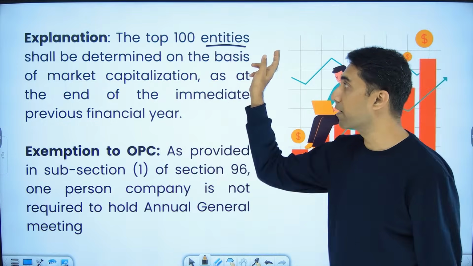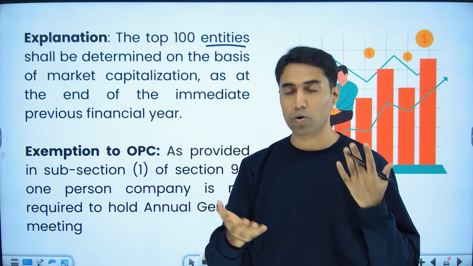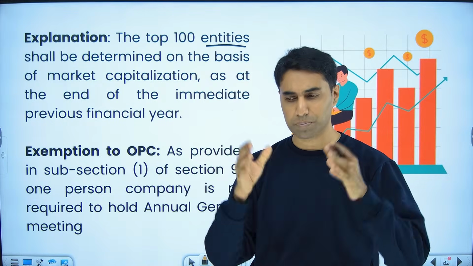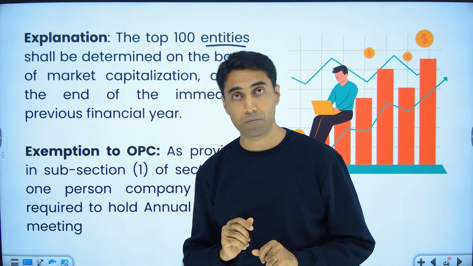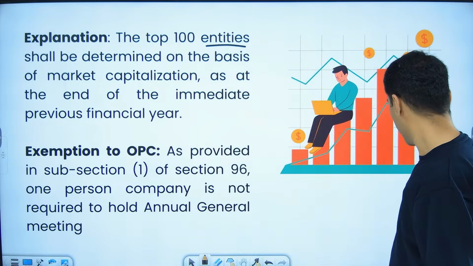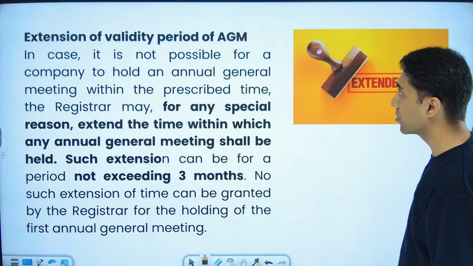So what are top 100 listed companies? You need to look at the market capitalization. You can go look at the NSE website, BSE website. They have a list. Those companies have only 5 months and not 6 months from the close of the financial year. Okay, so they've given some illustration.